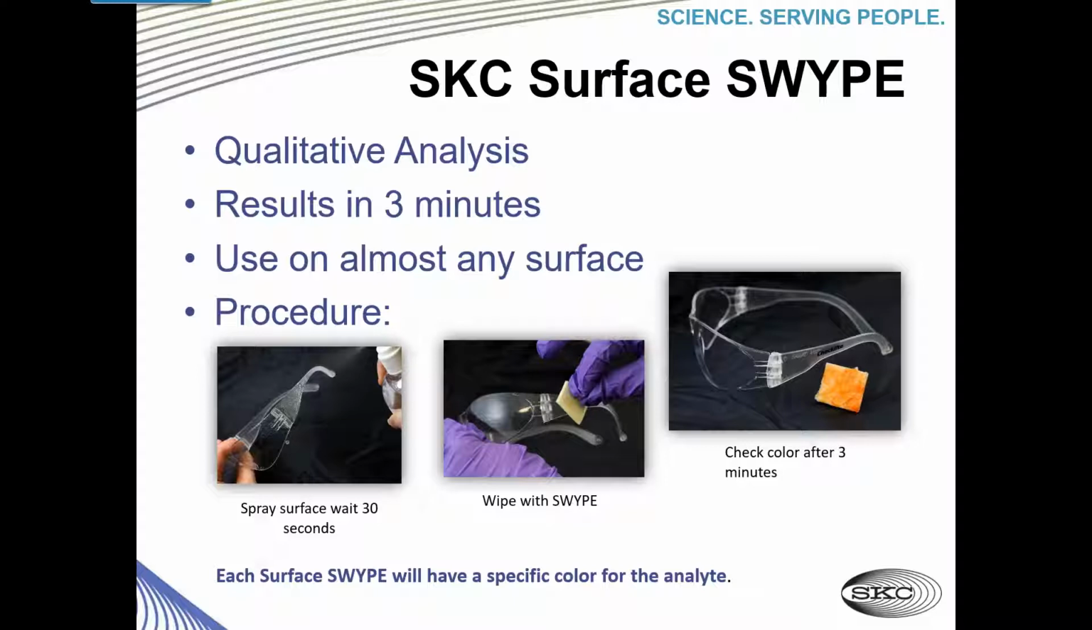This is a very easy product to use. This is a qualitative analysis, and you can have the results in 3 minutes. And you can use it on almost any surface. Basically, you spray the solution onto the surface, and then you wait 30 seconds. After you wait 30 seconds, because of the developing process, you will swipe it with a swipe, and then you will check the color after 3 minutes. If you see a color change in that swipe, that means there was that chemical on the surface.